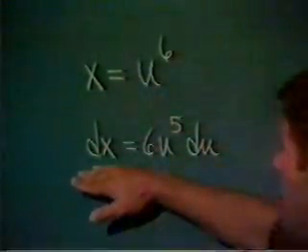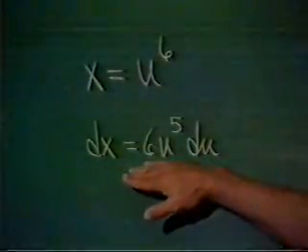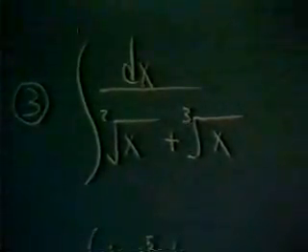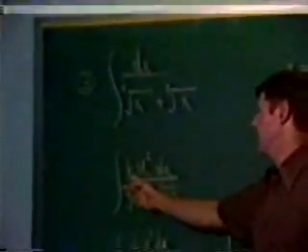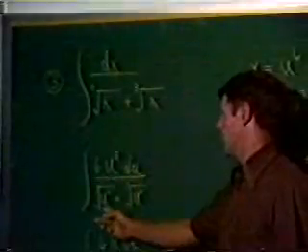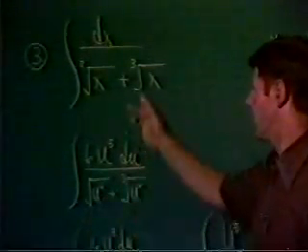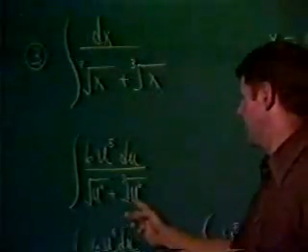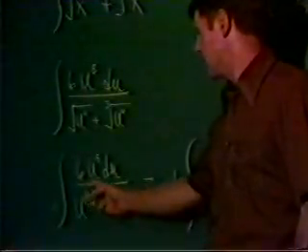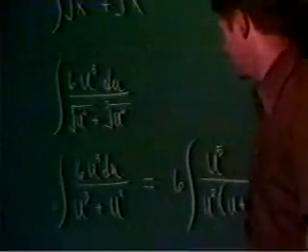We must have a replacement for dx. dx, therefore, would be 6 u to the 5th du. Okay, returning to our problem, making our replacements. In place of dx, we have 6 u to the 5th du. In place of the square root of x, we have the square root of u to the 6th. In place of the third root of x, we have the third root of u to the 6th. Simplifying further, in the numerator we have 6u to the 5th du. In the denominator, u to the 3rd plus u squared.